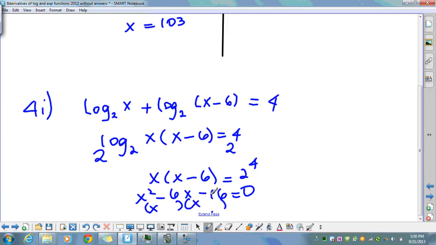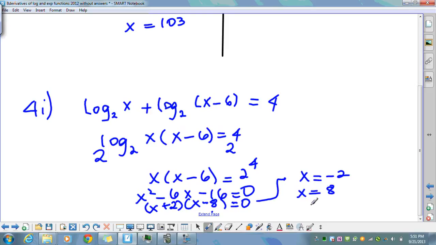So negative 16, let's say that's negative 8 times positive 2, because the product of those two is negative 16, and the inner plus outer will give you the negative 6x. So it looks like there are two solutions, x equals negative 2 and x equals 8.